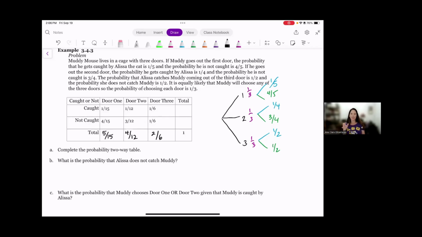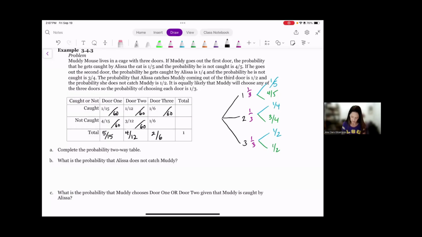Now I need to add across, and these denominators are not in common denominator form. So what I would want to do is find the least common multiple that each of these numbers goes into. 15 is going to be the biggest one. 12 doesn't go into 15. If I double 15, 30, 12 doesn't go into 30. Again, multiply. 45 is the next multiple. 12 doesn't go into 45. 60, 12 does go into 60, and so does 6. So my denominator would be 60. So how many 60ths do I have here?